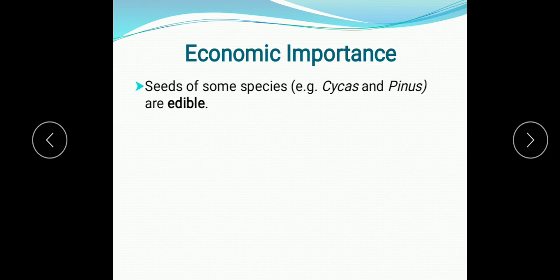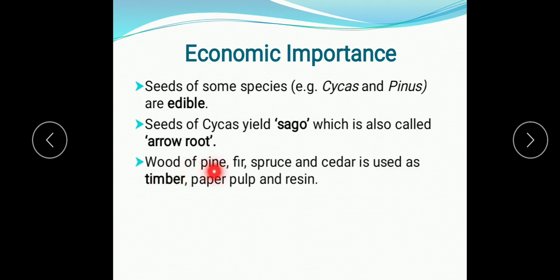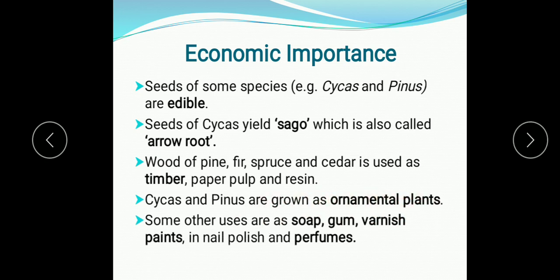Now we will study the economic importance of the gymnosperms. Seeds of some species like Cycas and Pinus are edible, and seeds of Cycas also yield sago, which is also called arrowroot. Wood of pine, fir, spruce, and cedar is used as timber, paper, pulp, and resin. Cycas and Pinus are grown as ornamental plants. Some other uses are soap, gum, varnish, paints, nail polish, and perfume. So these are the economic importance of the gymnosperms. You can learn any 5 or 6 from your book also.